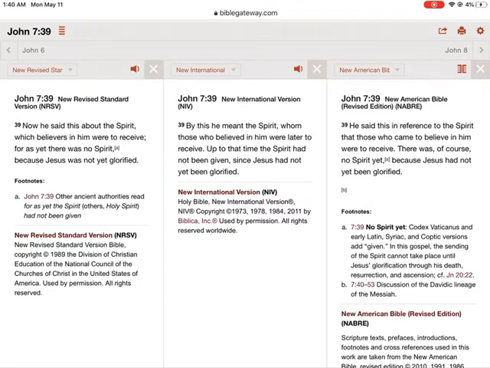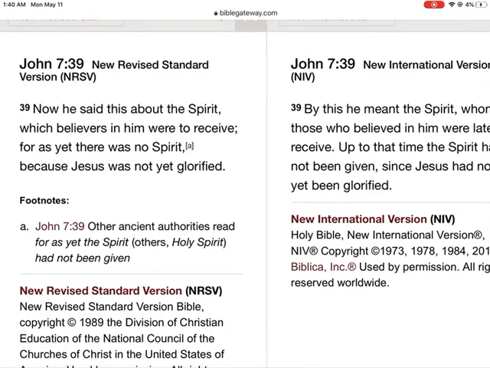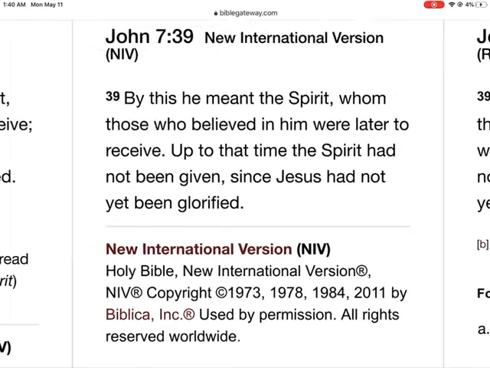In the NIV, it says, "By this he meant the Spirit, whom those who believed in him were later to receive. Up to that time the Spirit had not been given, since Jesus had not yet been glorified." Notice it's a bit longer than the NRSV because they add more to this second sentence. The NRSV says there was no Spirit, but this says that the Spirit had not been given.